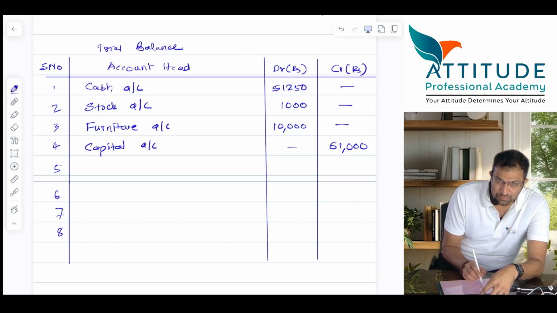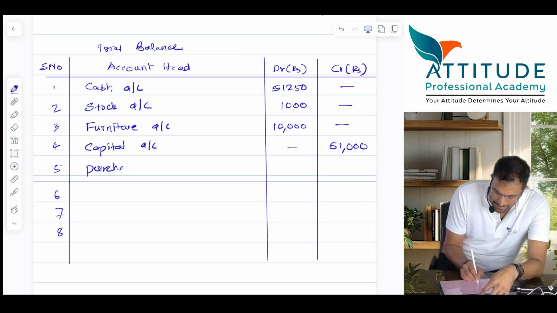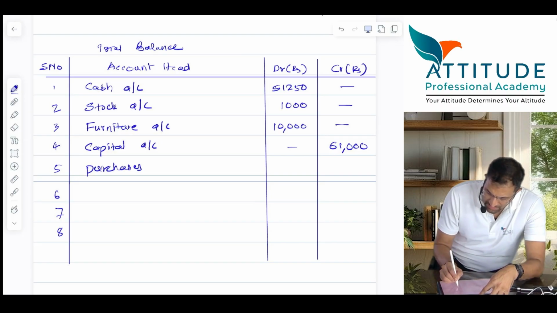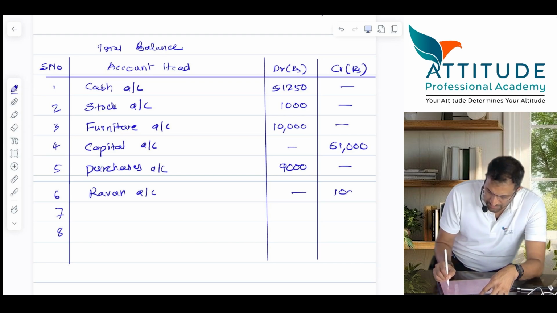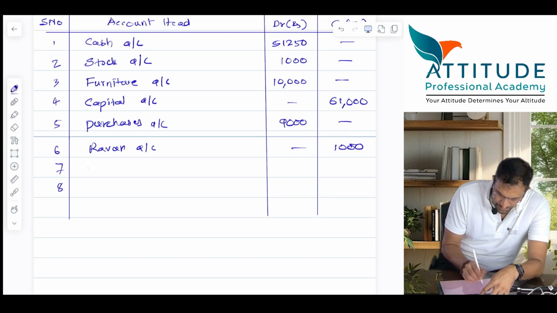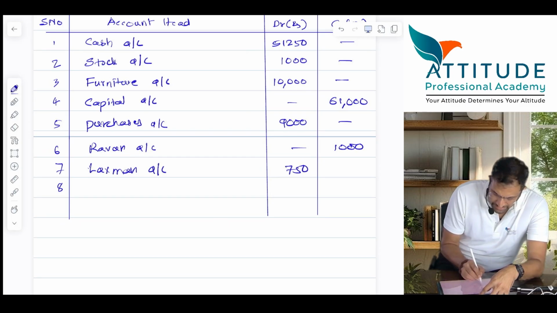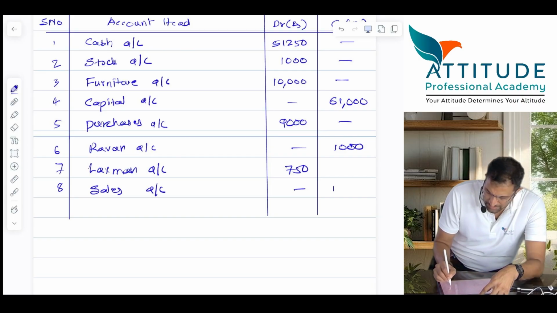Next. Purchases account how much is it? Purchases will be 9,000 debit. Next. Ravan account. Credit balance how much? 1,000. Then next. Lakshman account. Debit balance of 750. And sales account, if I am not wrong, credit balance of 10,000.